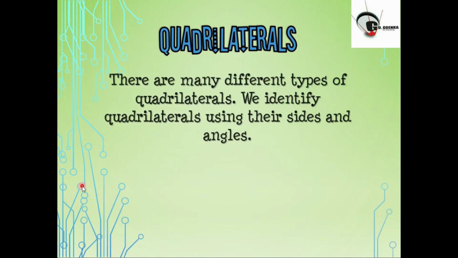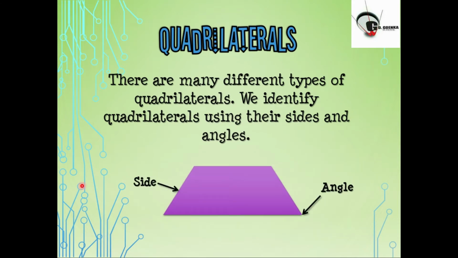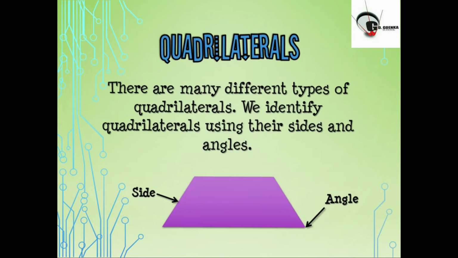So children, first of all, there are so many different types of quadrilaterals. We identify these quadrilaterals using their sides and angles. By seeing the sides and by seeing the angles, we can identify which type of quadrilateral it is.